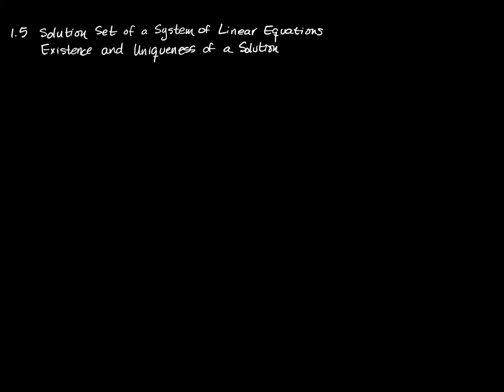In this video, we're going to be talking about whether a system of linear equations has a solution at all. In other words, whether a solution exists. And we're also going to be talking about, if such a solution exists, is it the only one? Is it unique? Or are there potentially more than one?